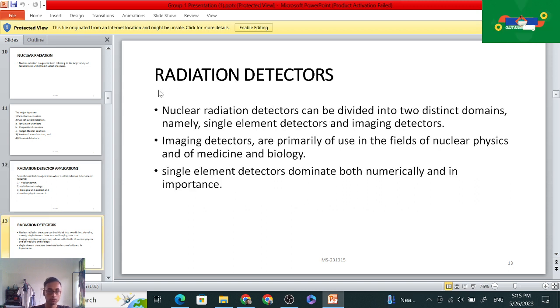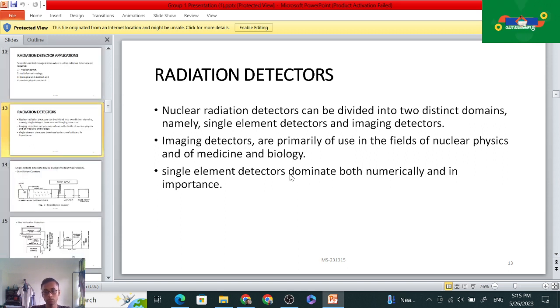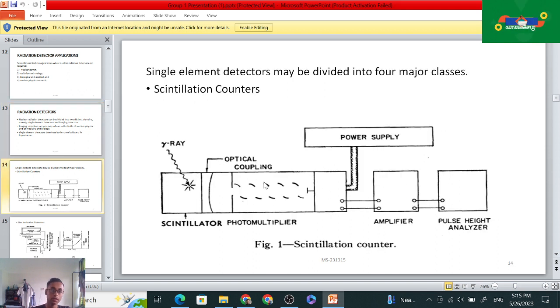Nuclear radiation detectors can be divided into two distinct domains, namely single element detectors and imaging detectors. Imaging detectors are primarily of use in the fields of nuclear physics and of medicine and biology, and single element detectors dominate both numerically and in importance. Single element detectors may be divided into four major classes.